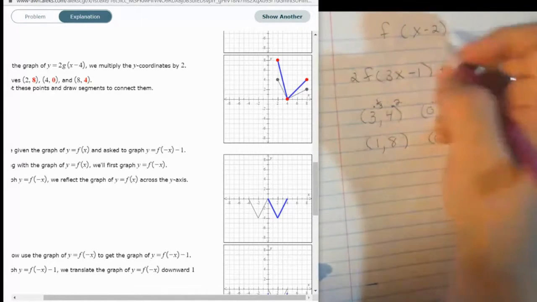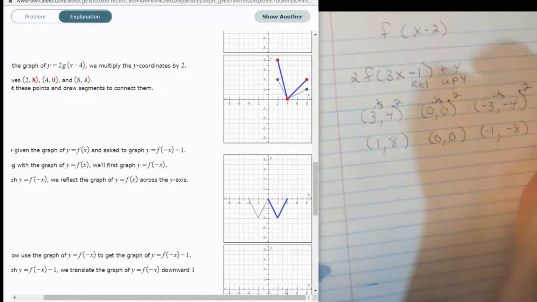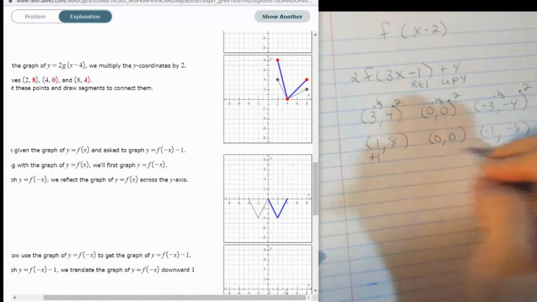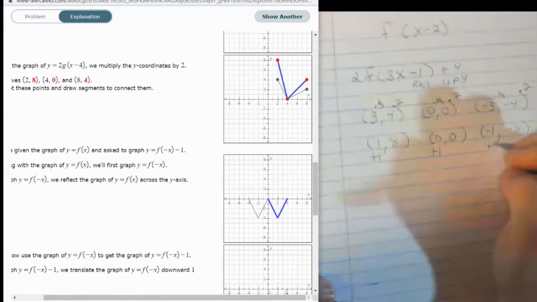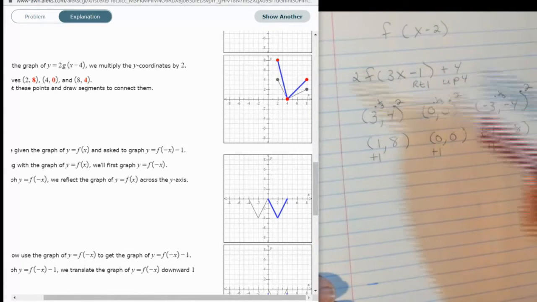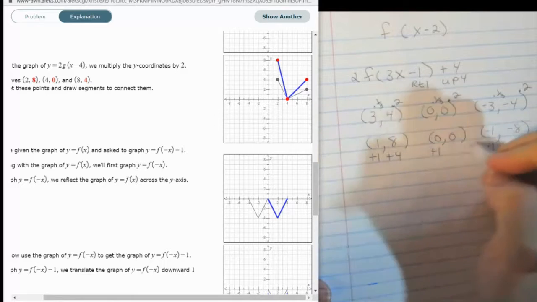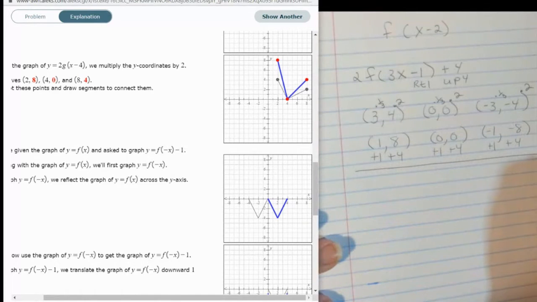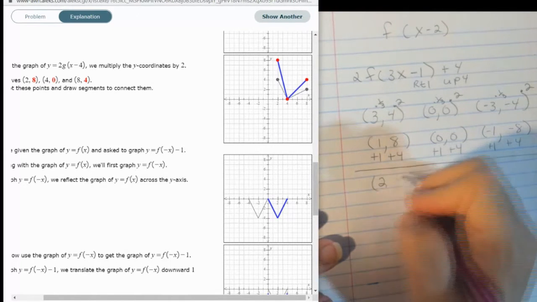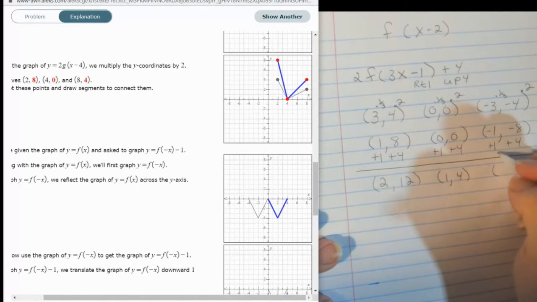This -1 moves it right 1, the 4 moves it up 4. So right 1 means we need to add 1 to our x values so that it moves over 1 on the x-axis. Up 4 means the y value needs to move up 4. So then we have (2, 12), (1, 4), and (0, -4).